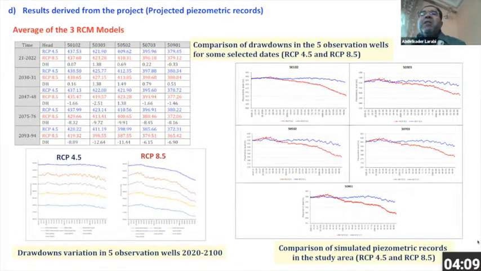In the result of the average of the 3 climate models, we can see the decrease of the drawdowns for the observation wells installed in the area. We can also see in terms of storage that the aquifer is really losing water. So we are not gaining much with this climate change impact.